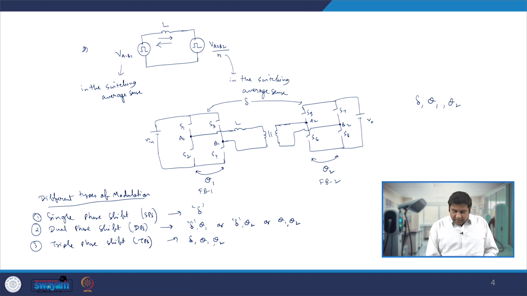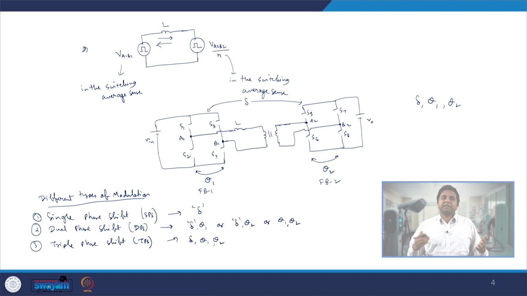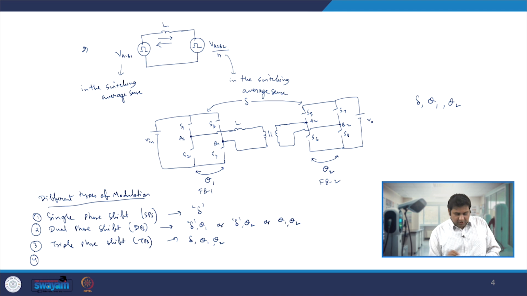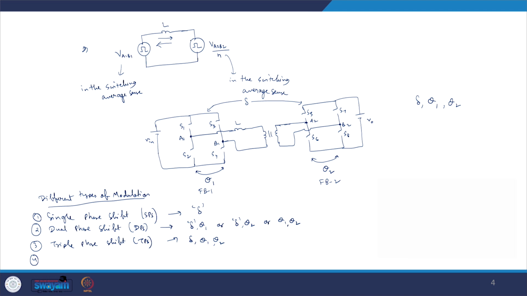However, here if we see, when we discuss one of the simplest modulations, SPS modulation, you will see the current waveform changes by introducing delta, theta 1 and theta 2, and that's when one can achieve a lesser RMS value of the currents in the circuit, and the conduction loss in the circuit can be reduced.